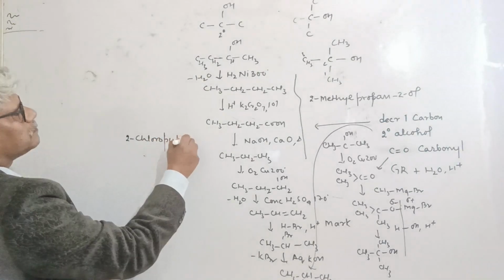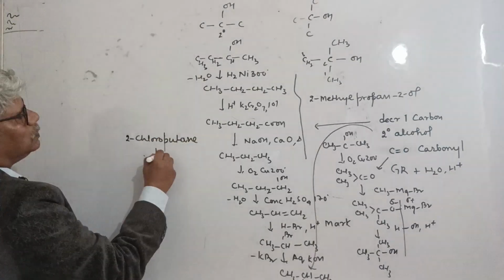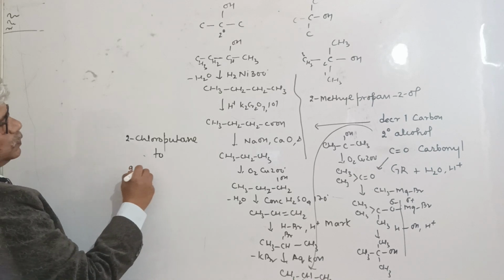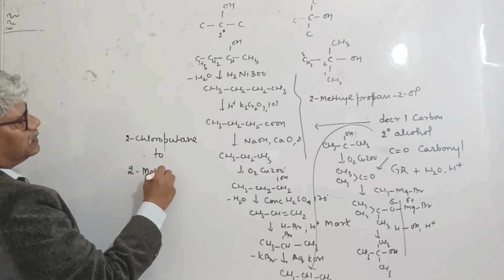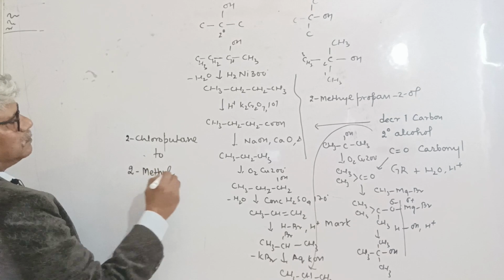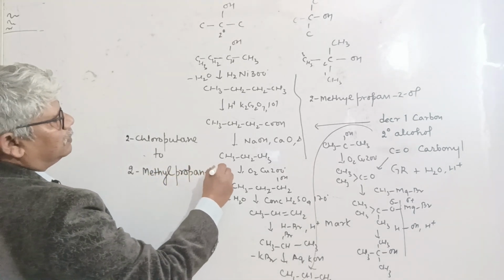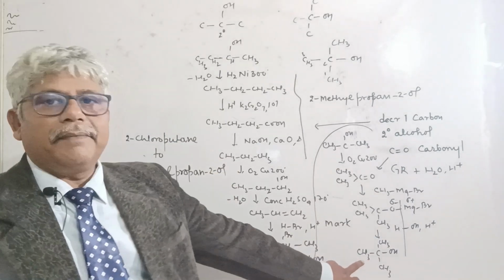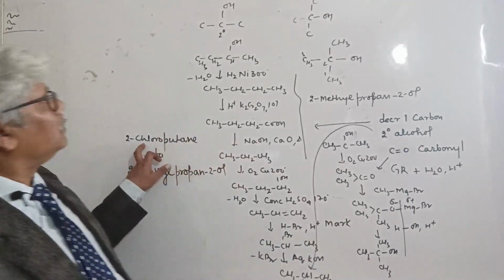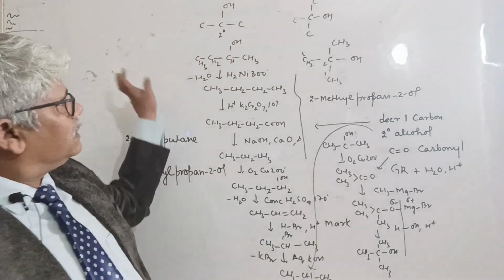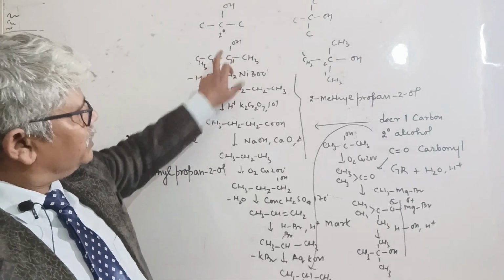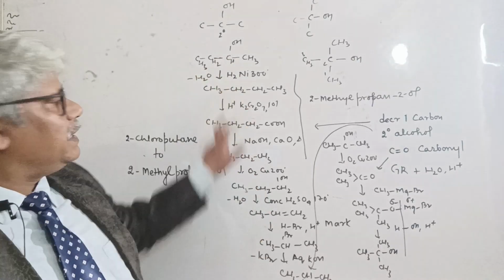2-chlorobutane to 2-methylpropan-2-ol. Same, but this is a halide. So the halide can be converted to alkene, or you can reduce it and then apply the same method.